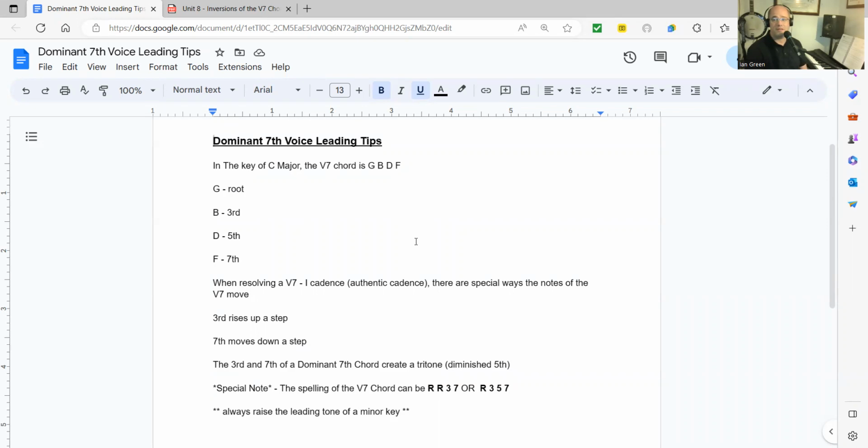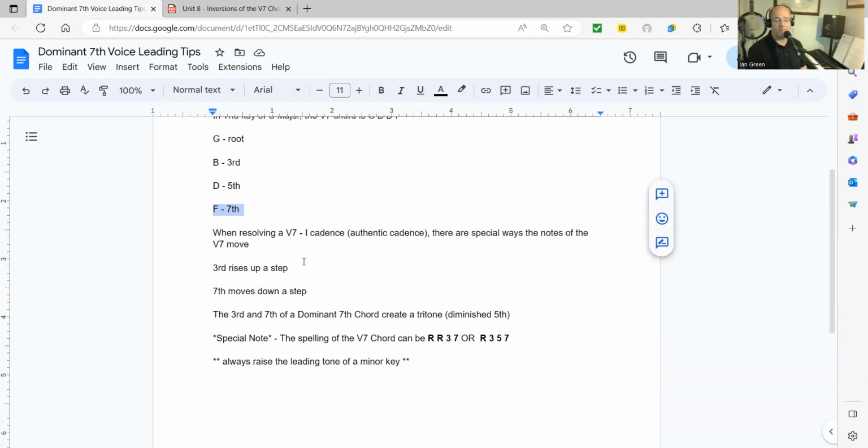Now, of course, the dominant seventh chord of any key contains a root, a third, a fifth, and a seventh. And in the key of C major, that would include G as the root, or the fifth note of the scale, B, which is the third, D, which is the fifth, and F, which is the seventh.